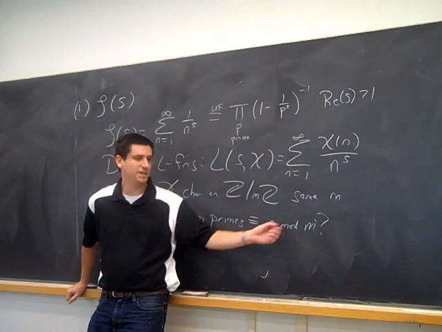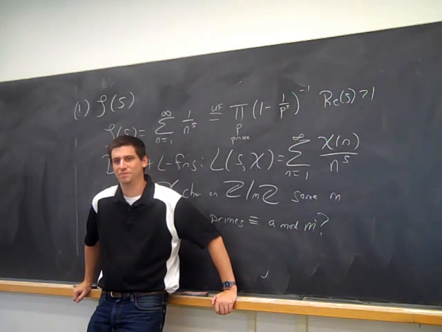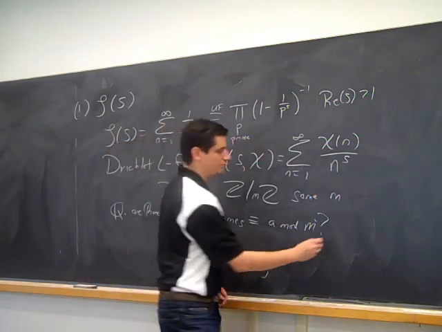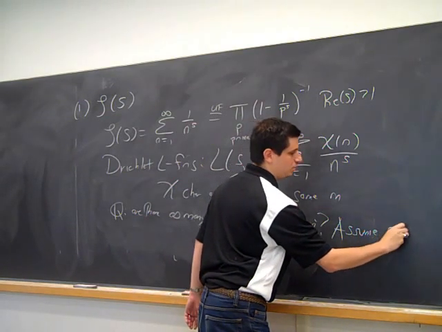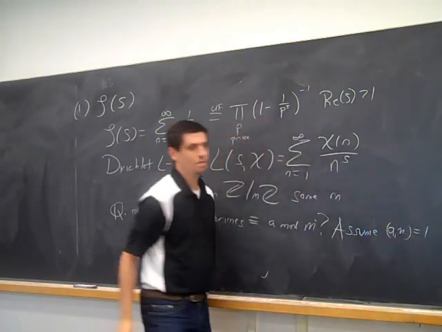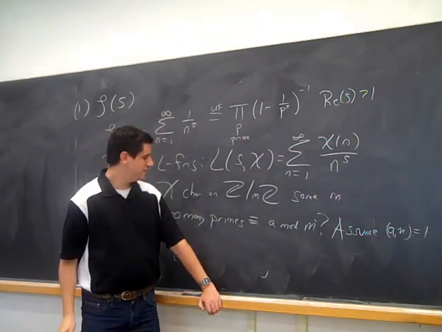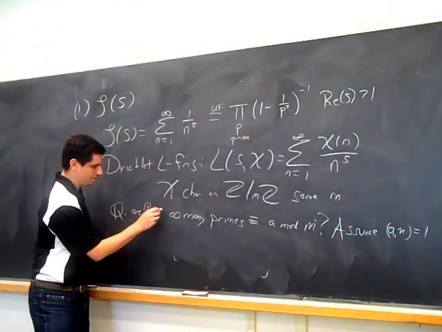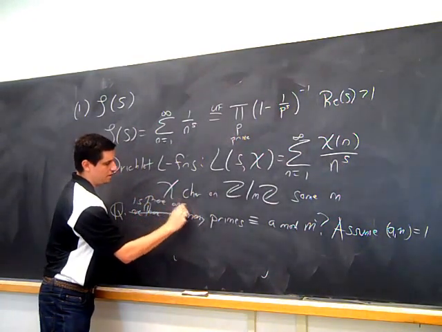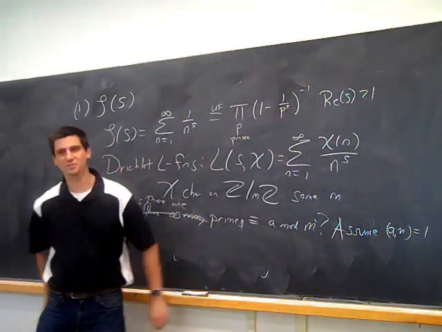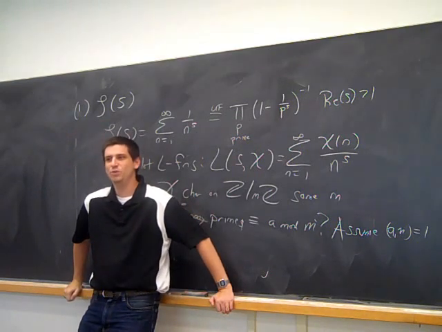No. Clearly, if a and m are not relatively prime, there's a problem. Alright, so let's assume we're not stupid. We assume gcd(a, m) equals 1. Let's ask an easier question. Is there one prime congruent to a mod m? Just, is there even one prime?